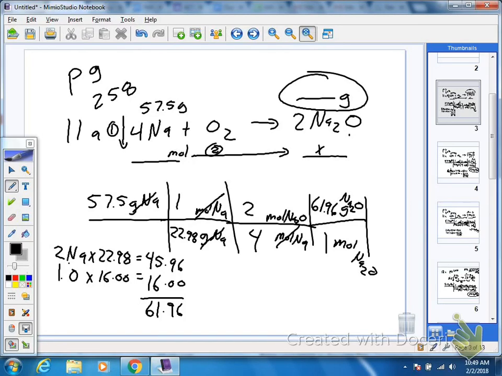So when you do that and go through the calculations, you will get your unit in grams of Na2O, and you would be done with that step. So the answer for that particular one should be, I think, 7... I just looked in the back. 77.5.